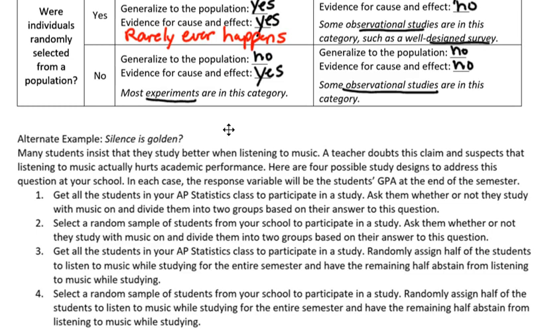Number 3, get all the students in your AP Statistics class to participate in a study. Okay, so no random selection. Randomly assign half the students to listen to music while studying for the entire semester and have the remaining half abstain from listening to music while studying. Probably not a very ethical design, but they were randomly assigned to treatment groups there. Number 4, select a random sample of students from your school to participate in a study. Randomly assign half the students to listen to music while studying for the entire semester and have the remaining half abstain from listening to music while studying. So we have both types of randomization in that number 4.